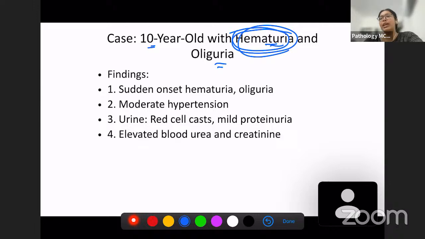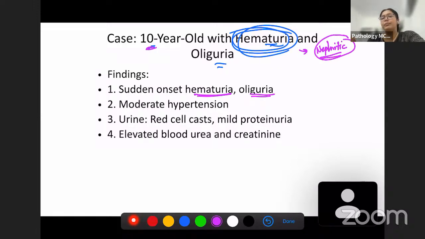So they have given us hematuria. So thinking they have given us hematuria, the first thing we have to think is nephritic, right? We do not have hematuria in most nephrotic cases. So this is a nephritic syndrome. A 10-year-old girl they have given. And what are the other findings in this girl? There is hematuria, oliguria, moderate hypertension, red cell casts, mild proteinuria, elevated.